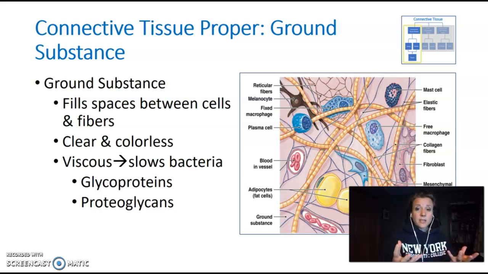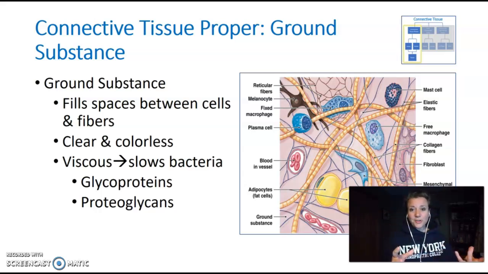And these molecules inside of this fluid are going to fill in the spaces between the cells and the fibers. And depending on the type of connective tissue that you're talking about, the ground substance is going to change. Now, the viscosity of the ground substance is really important because it's going to help the immune system a little bit by slowing down the rate at which bacteria and other antigens that enter our body can travel through our tissues.